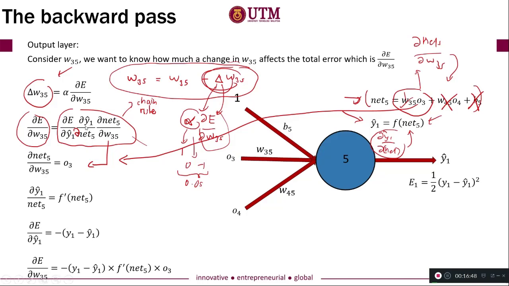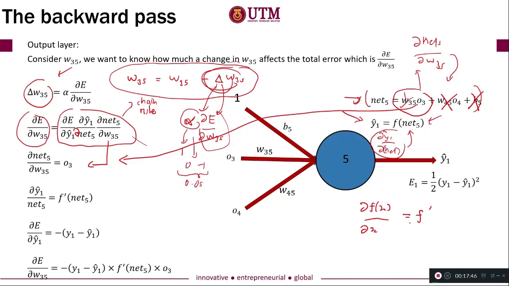How about this component? Of course this one depends on this one. To find ∂y1 hat over ∂net5, you need to know the activation function. Since we haven't set yet what our activation function is, whether it is a sigmoid, a sinc function, or a unit step function, we just use a variable f apostrophe to represent the derivative of our f. Let's say this is your function f, then if I talk about ∂f over ∂x, I just replace it with the symbol f apostrophe.